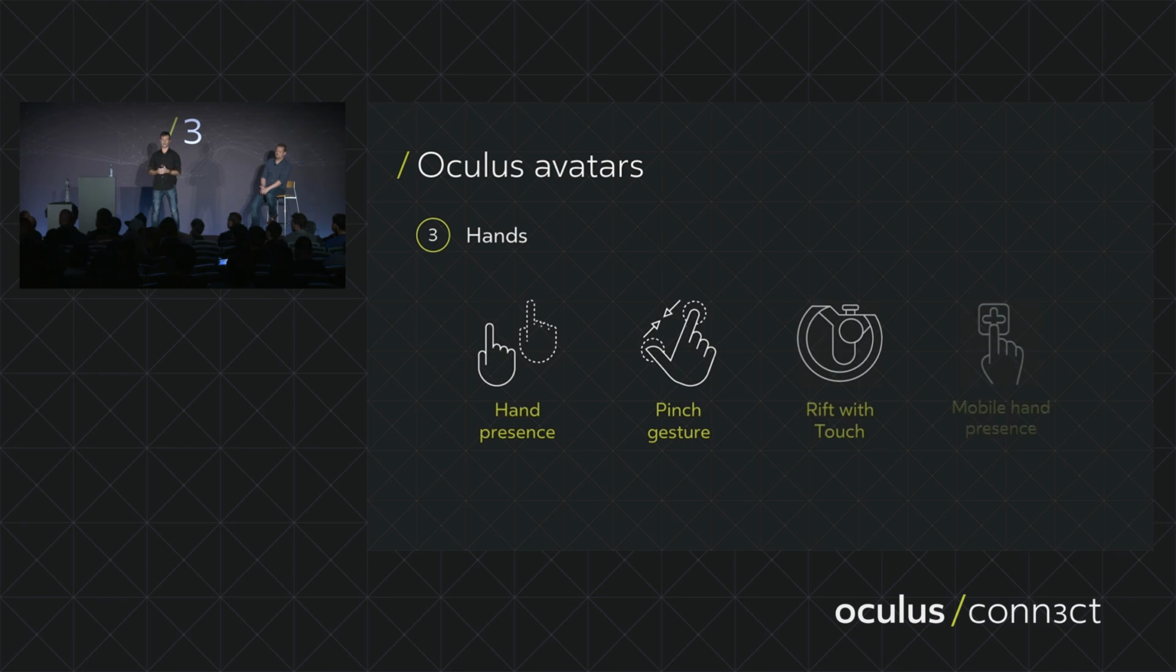So to summarize our avatar hands, we've continued the work presented last year with Toybox to bring both self and social hand presence into Rift with Touch experiences, and we've introduced the pinch gesture. For mobile experiences on Gear, we bring in a more minimal representation of the hands in the form of mimicking touchpad gesture.